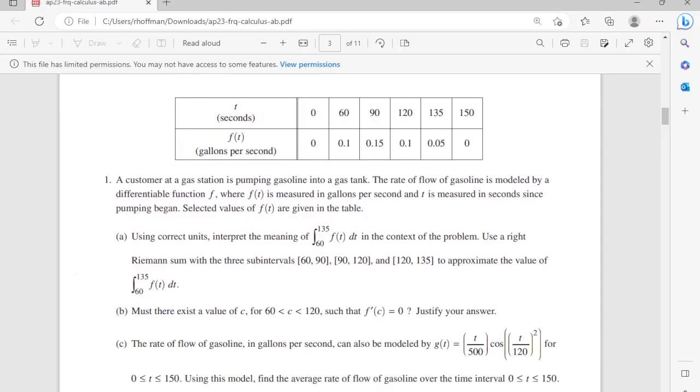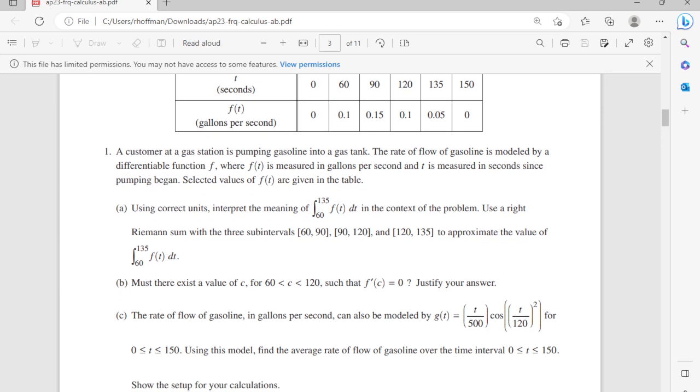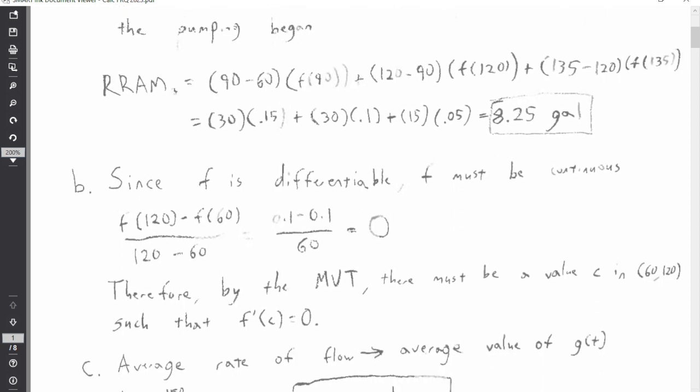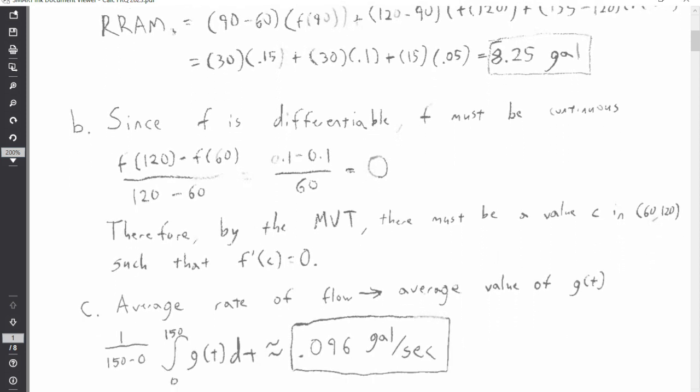Part C now gives you a function for that rate of flow. So now we type that function into the calculator, and it asks for the average rate of flow. Well, rate of flow is that function, so it wants the average value of that function. Since it wants average value, that's going to be 1 over b minus a times the integral from a to b of the function. So it'll be 1 over 150 minus 0 times the integral from 0 to 150, which was 0.096 gallons per second, because it's the average value of g of t, so it should match the units of g of t.